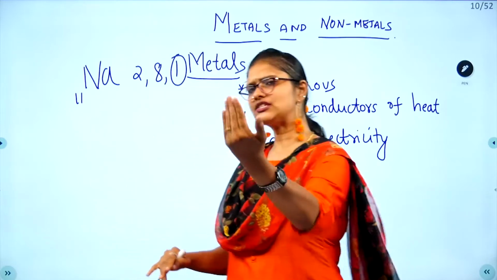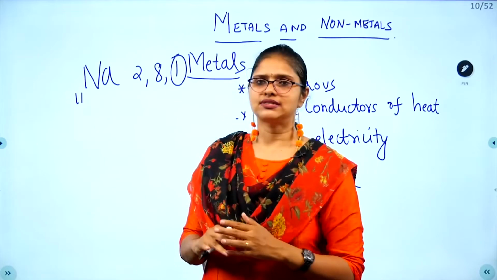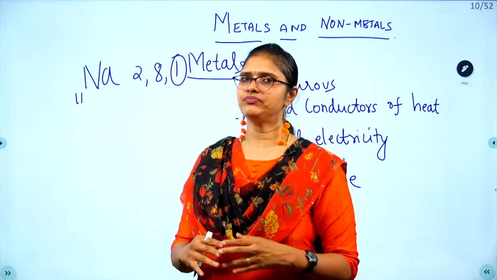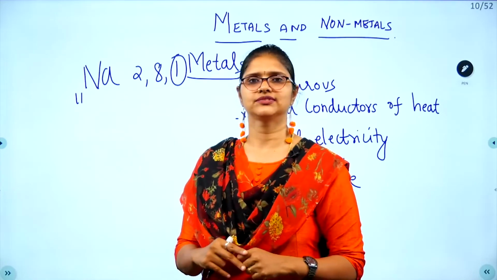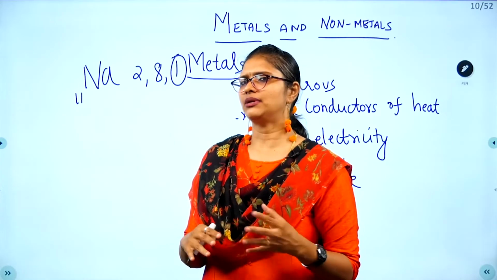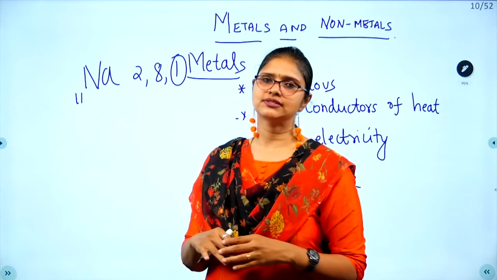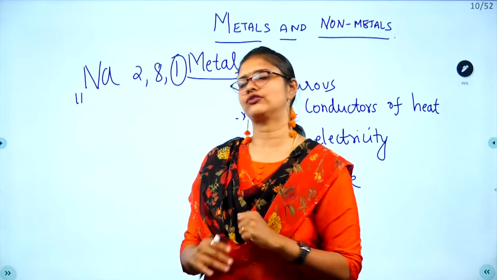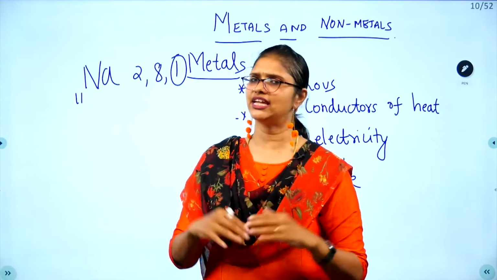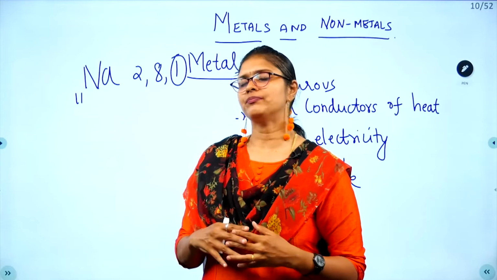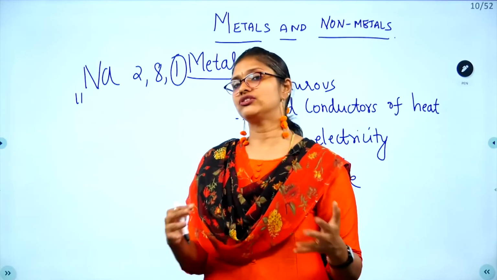So when it loses one electron, it reaches octet. So what is the valency of sodium? It's 1, plus 1. So what do you think? Do metals gain electrons or lose electrons? They lose electrons. Always they lose electrons. Okay, they donate electrons. In order to attain the octet, they generally lose electrons.